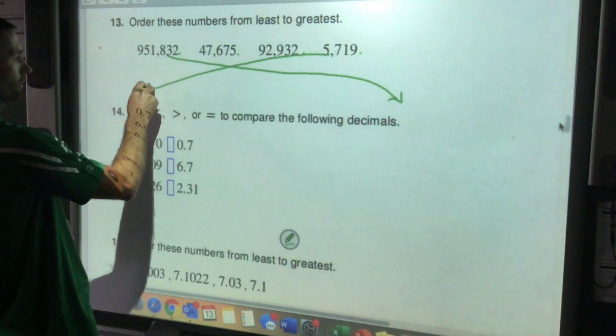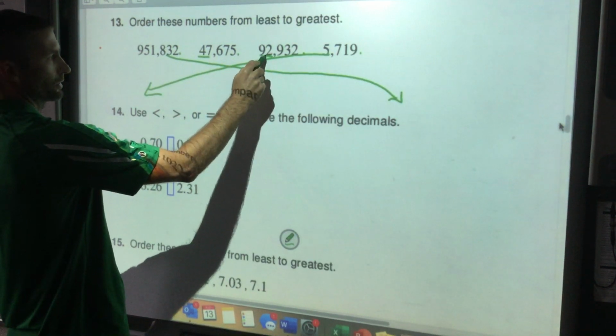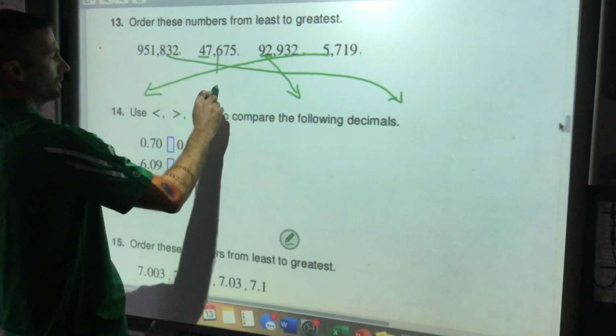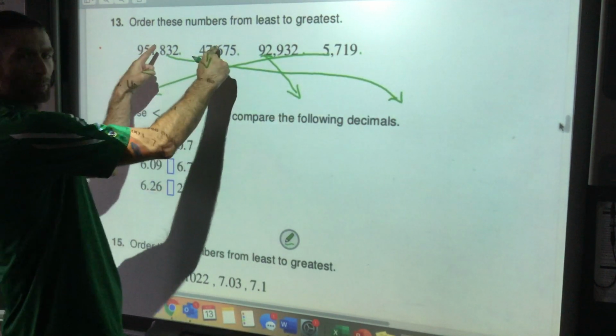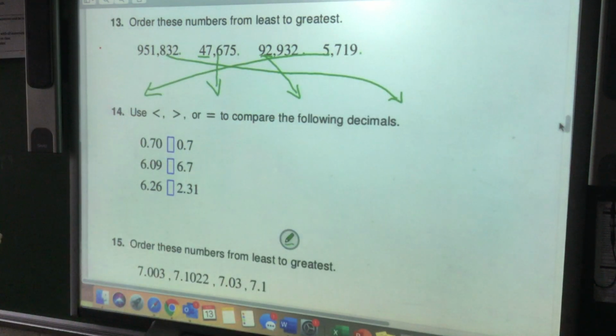This is clearly the biggest. 5,000 is clearly the smallest. Now just 47,000 or 92,000. 92,000 here, 47,000 there. This topic you can actually drag with your finger. You don't have to type them all in.